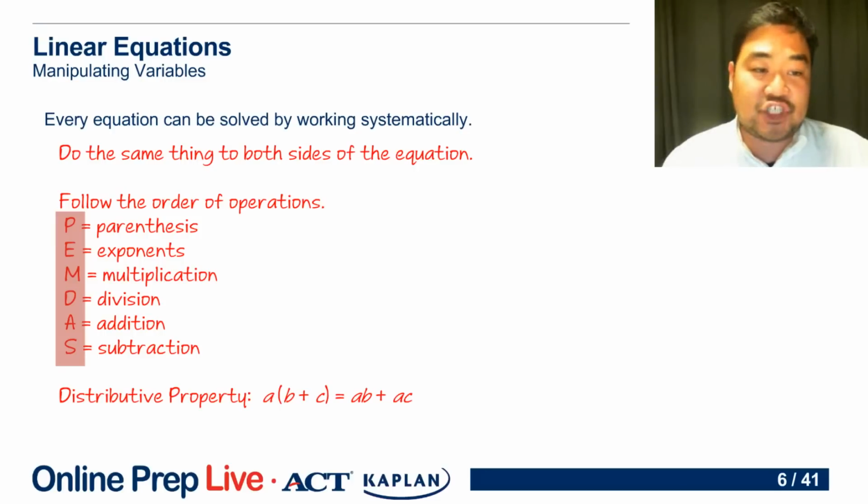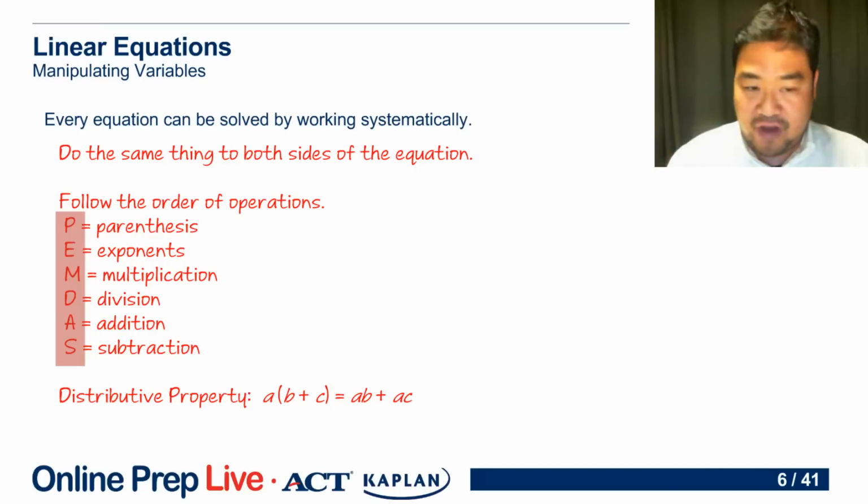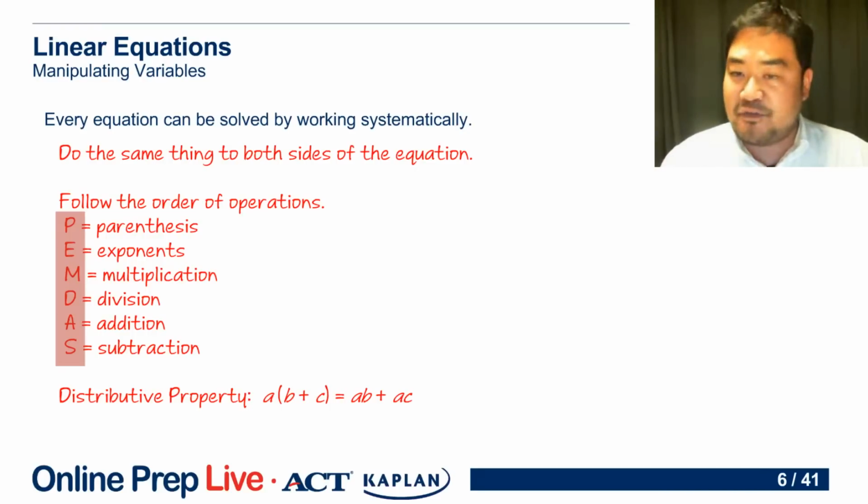And lastly, the distributive property. When you have stuff inside of parentheses, separated by an addition or subtraction sign, and something outside the parentheses, use the good old distributive property to simplify that expression by multiplying what's outside the parentheses by everything inside the parentheses. So A(B + C) leads us to AB + AC.